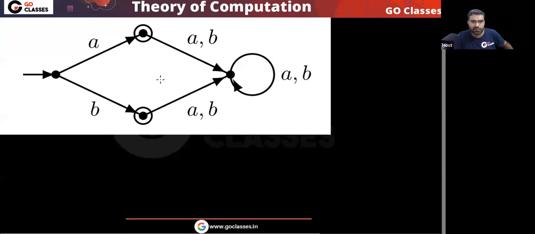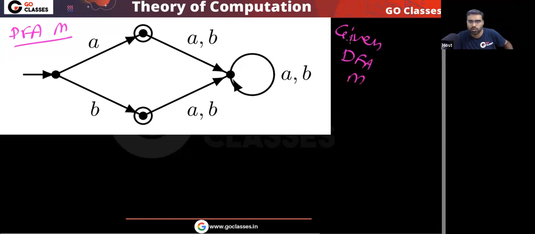In this DFA, look at this DFA. First of all, tell me, is this a DFA? Yes, this is a DFA. So let's assume this is the given DFA M. This DFA M is already given to you. You can see this is a DFA.